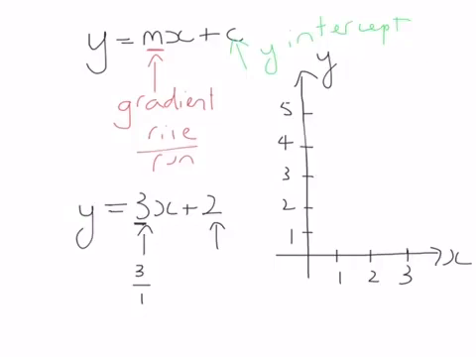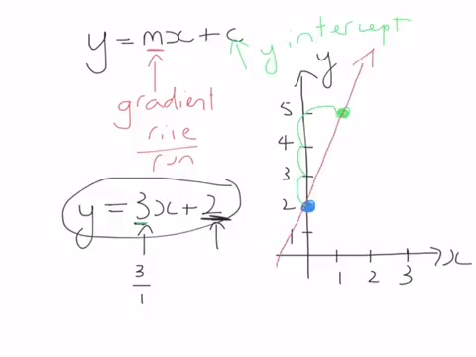So if I had to draw this equation, y equals 3x plus 2, I have to start with where it cuts the y-axis. Cuts the y-axis at 2, so I put a point at 2. Then from that point, I use the gradient. Now, the gradient is 3, which is really 3 over 1. So from that point, I go up 3 and across 1, and I put my second point. Now, to draw a straight line, you only need 2 points. So if I join those with a ruler, that is what the equation of y equals 3x plus 2 looks like.